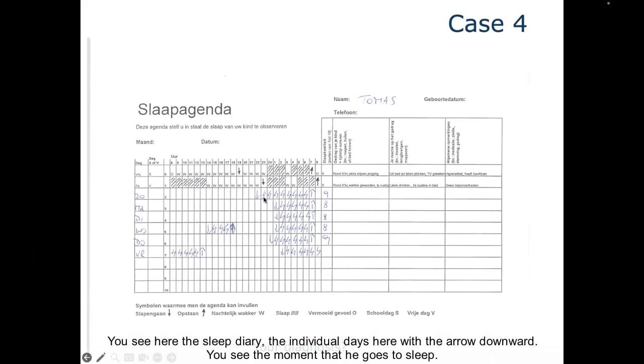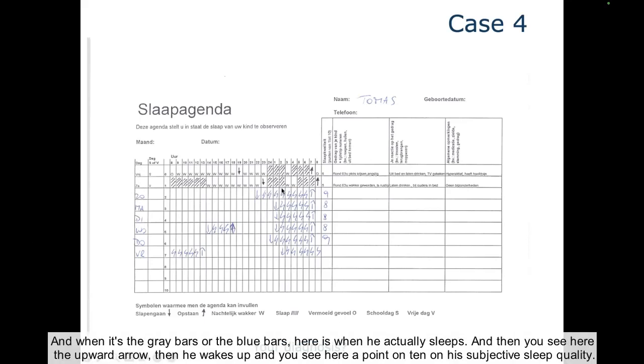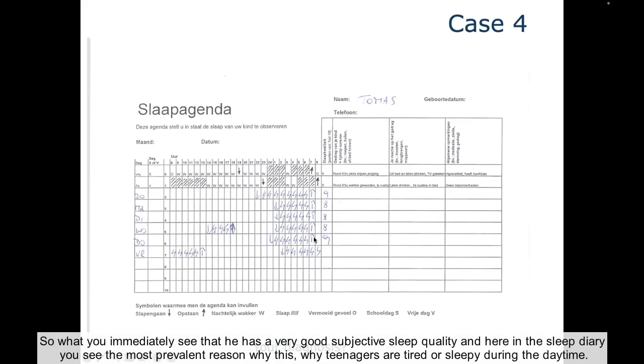You see here the sleep diary, the individual days here with the arrow downward. You see the moment that he goes to sleep, and when it's the gray bars or the blue bars here is when he actually sleeps. And then you see here the upward arrow, then he wakes up, and you see here a point on 10 on his subjective sleep quality. So what you immediately see is that he has a very good subjective sleep quality.